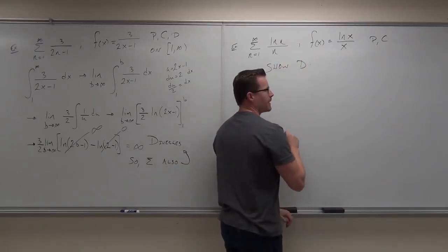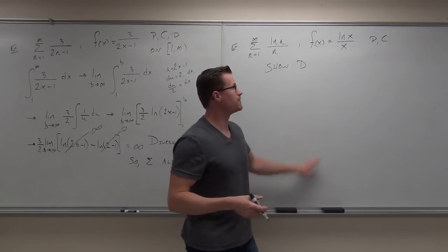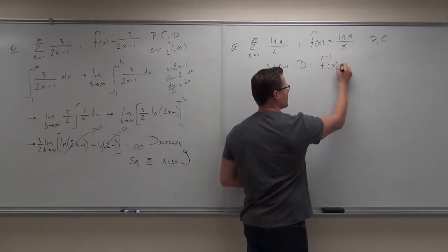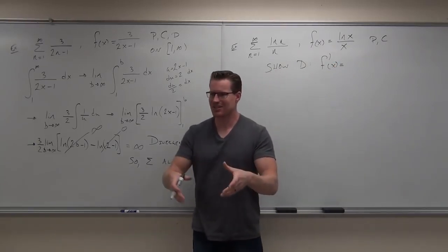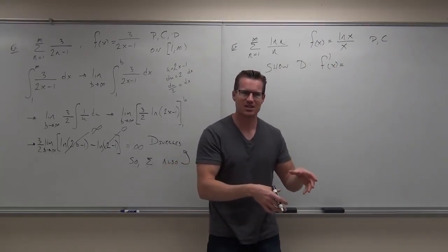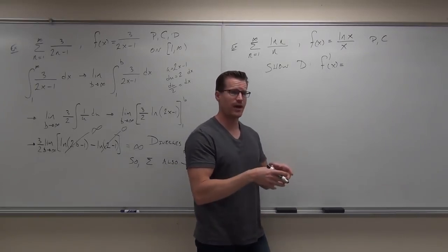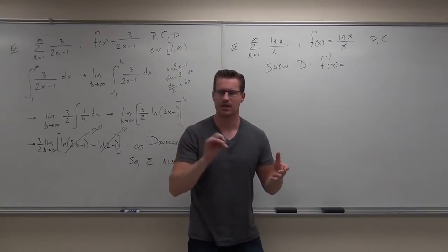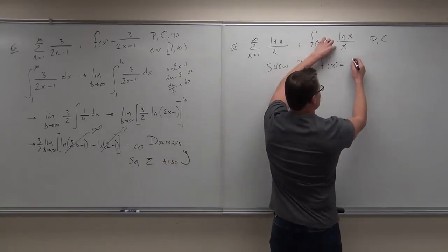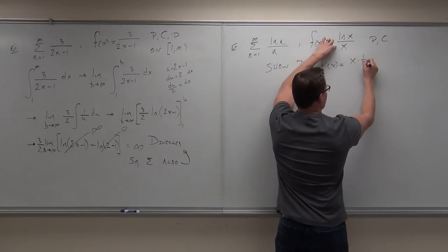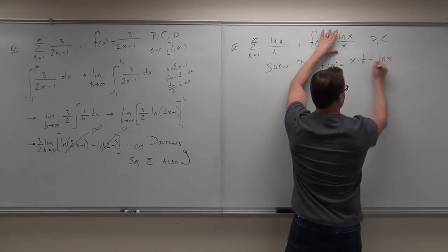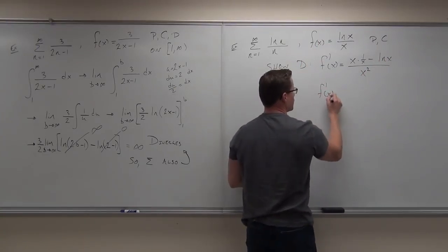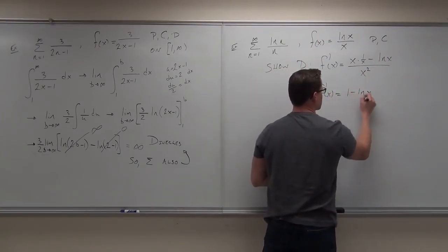To show decreasing with a function, I would take the derivative of that function. Do you remember doing that? We just did that stuff, right? If it's decreasing, the derivative has to be negative. Decreasing means the derivative is negative. So if we do the derivative, it's low d high minus high d low, square the bottom, and away we go. So our first derivative is 1 minus ln x over x squared.